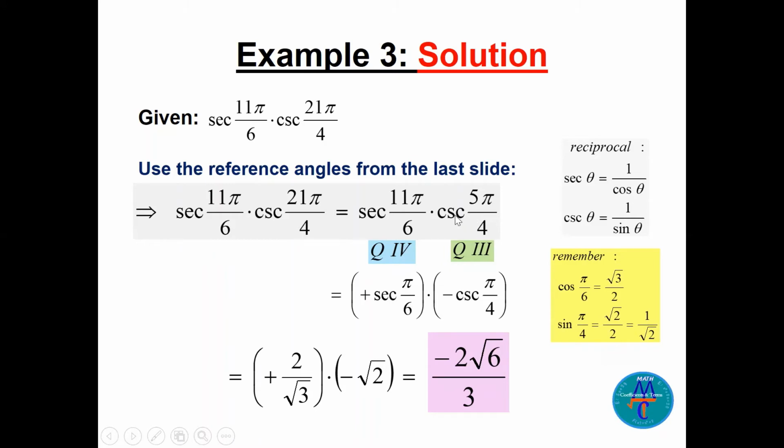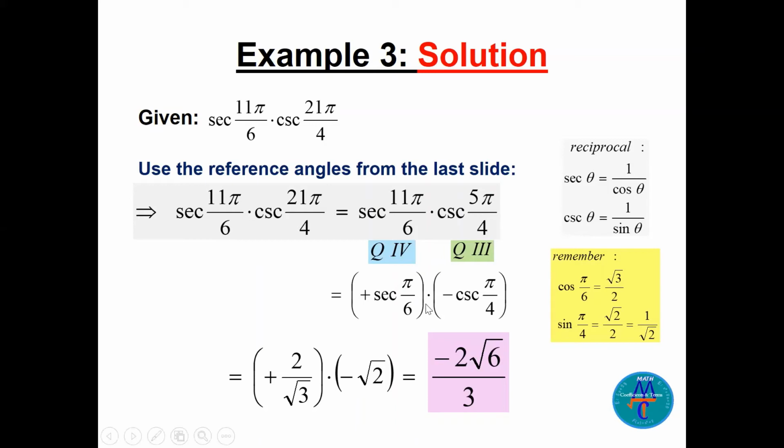Now look here. Cosecant 5 pi over 4. 5 pi over 4 is in quadrant 3. The cosecant is minus because the sine is minus. Cosecant theta is 1 over sine theta. So I have to put the minus times cosecant of the reference. So you have to put plus or minus. You have to check the quadrant.